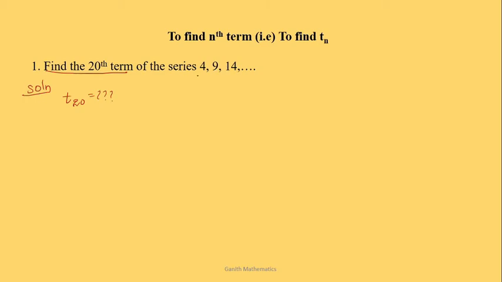So the first term is always denoted as A, right? In the previous slide I told you that the first term is A. So here A is equal to 4. And what is our D? D is nothing but T2 minus T1.